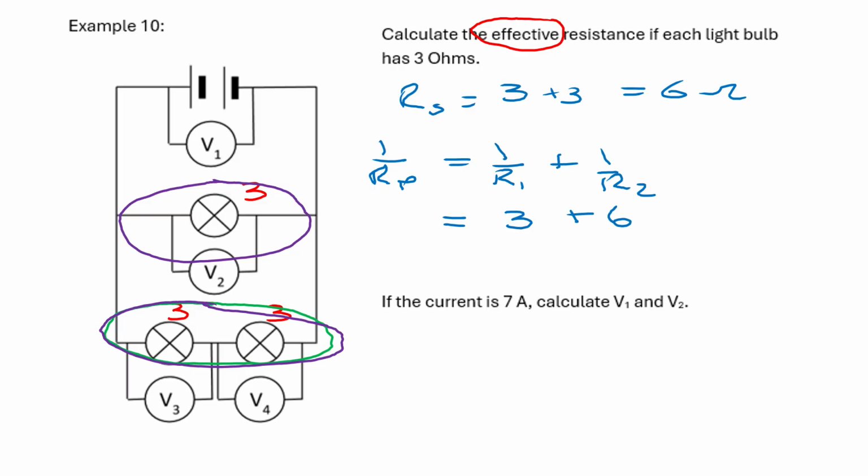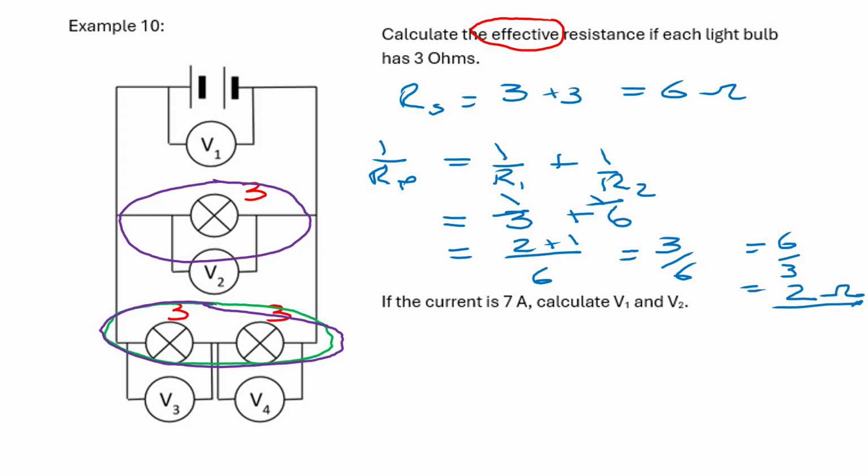Okay, so 1 over 3 and 1 over 6. So the common denominator is 6. 3 goes into 6 twice. 6 goes into 6 once. So that's 3 over 6, which becomes 6 over 3, which gives me 2 ohms. Okay, so this one is 2 ohms for the whole circuit. This whole circuit is now 2 ohms. It's a little bit challenging just because you need to know which part is in series, which part is in parallel, so that you can then answer the question.